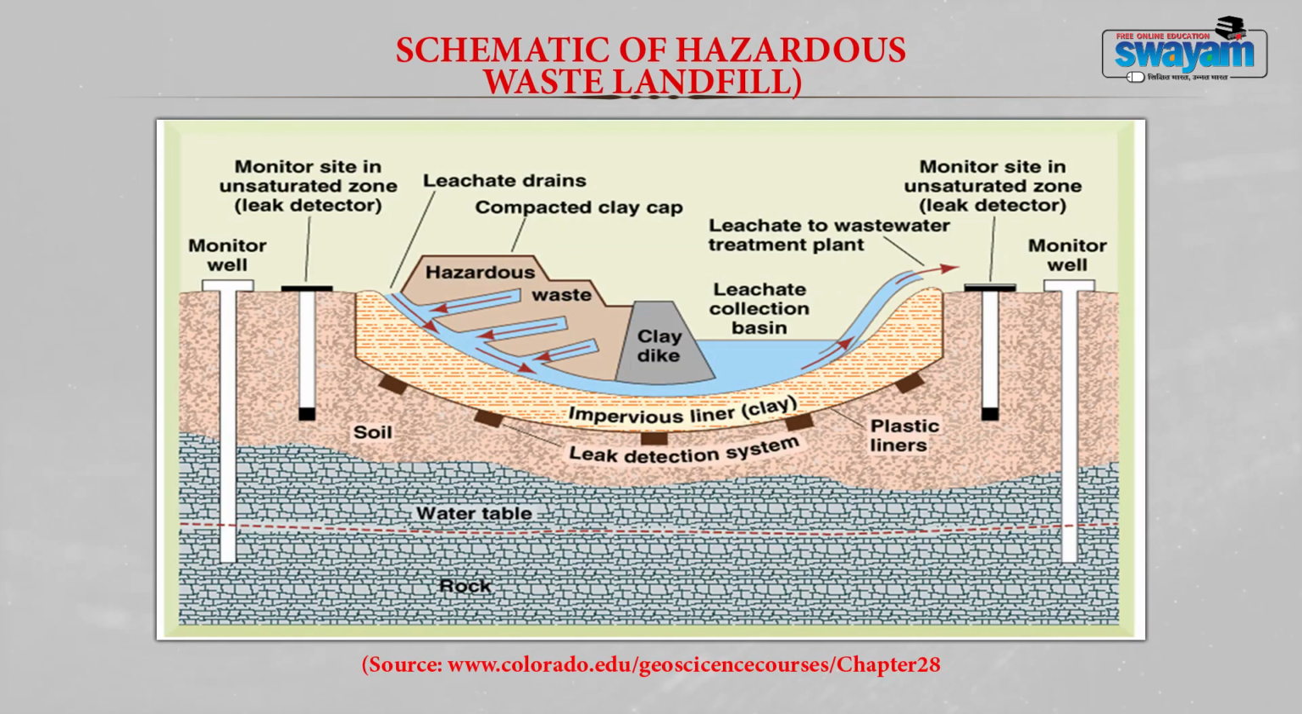Now, this figure shows the schematic of a hazardous waste landfill. Now, so far whatever we have discussed, you can see here a liner system, leak detection system, and you have an impervious liner which is made of clay. Then you can see how your hazardous waste after a certain process like solidification and stabilization is placed inside the landfill. You can see these monitor wells for the leak detection of your liner system. Also on top you can see compacted clay cap. Also you can see these leachate drains which are present there.